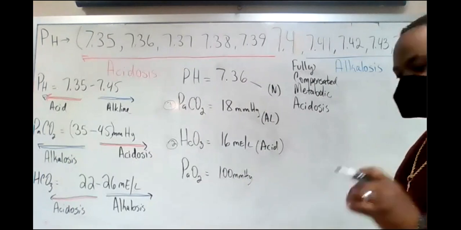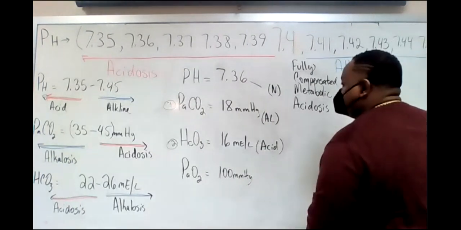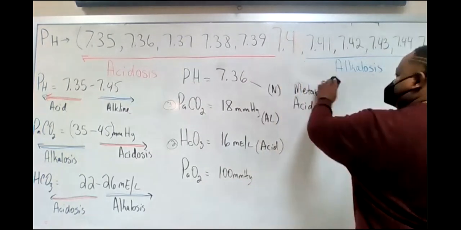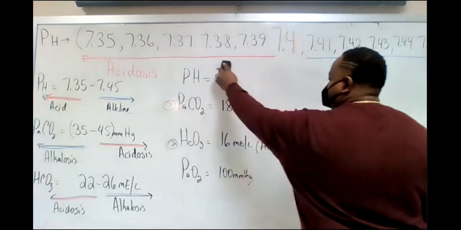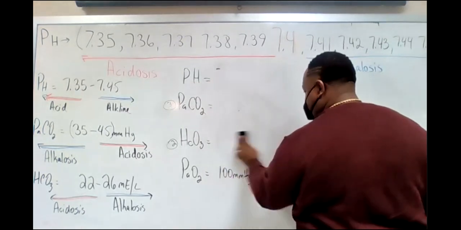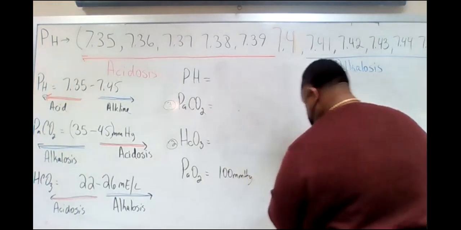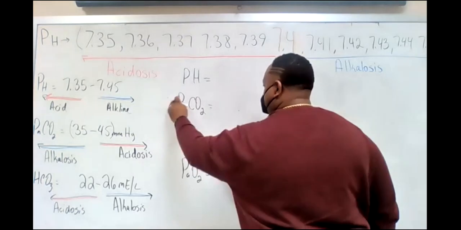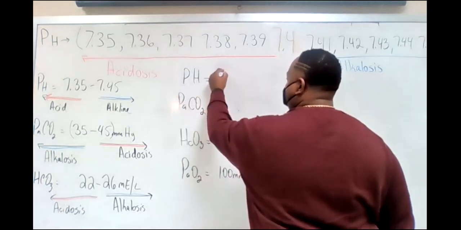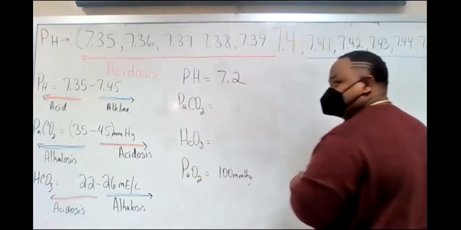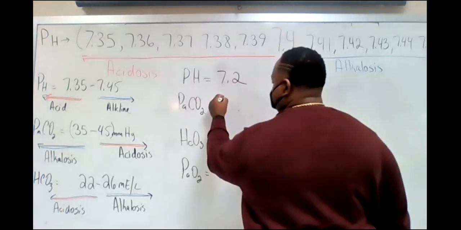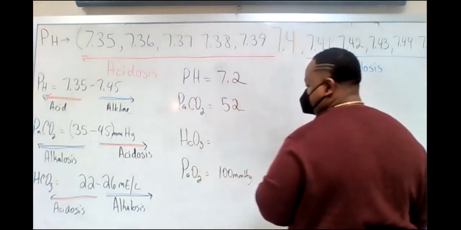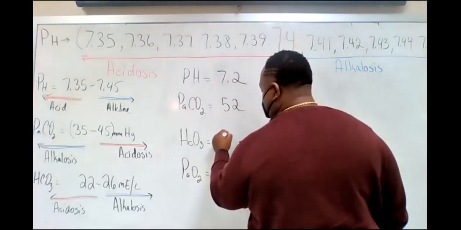Now let's look at some partials. Those were all fully compensated. Let's look at some partial compensation. A pH of 7.2, a CO2 of 52, and a bicarb of 32.